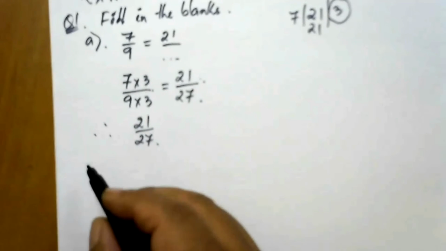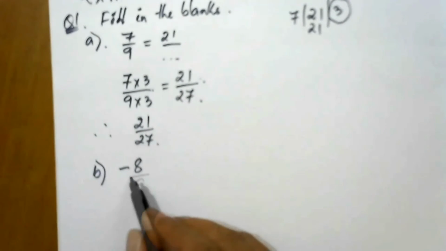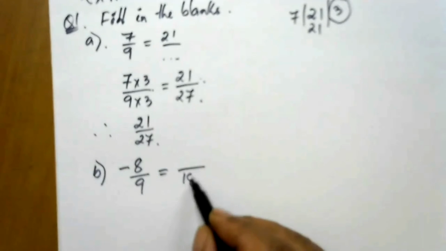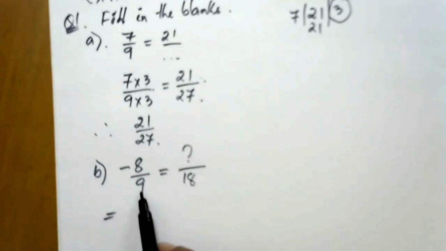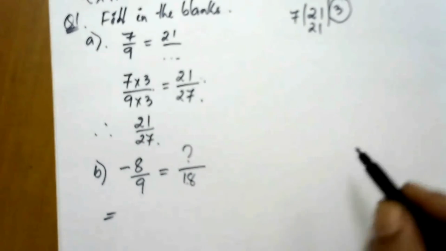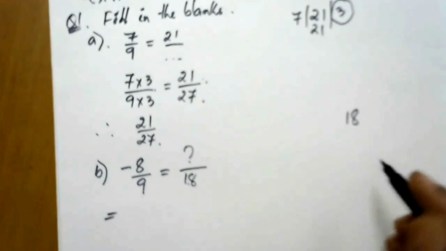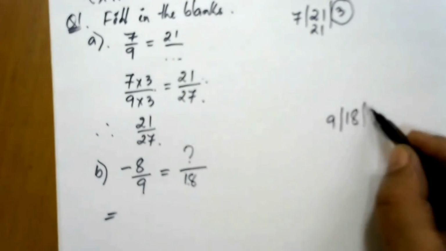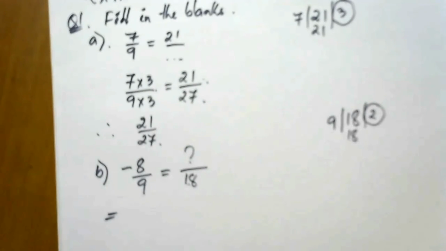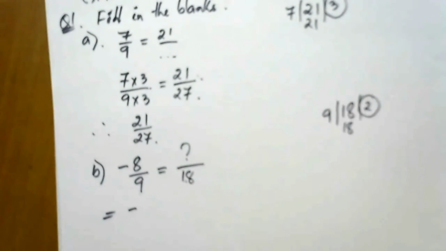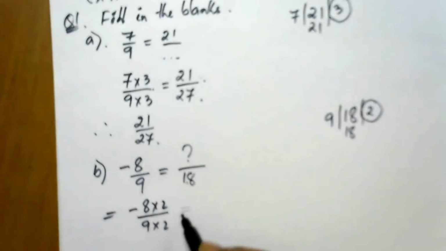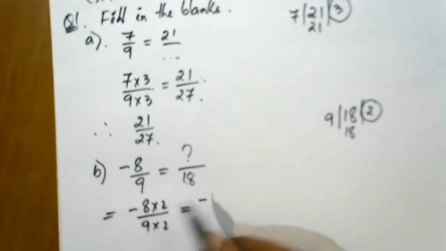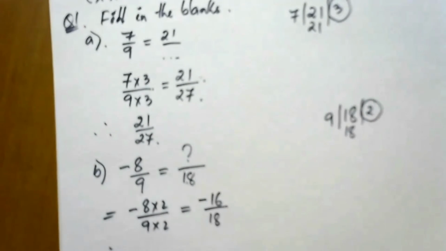Let's do another question. Let's say minus 8 by 9 equal to blank by 18. What we need to find is this value. Again, when we look at the denominators, we have two numbers, 18 and 9. The greater one is 18, and we divide by 9. 9 times 2 is 18. The result is 2. So let's multiply both numerator and denominator by 2. 8 into 2, 9 into 2, which gives minus 8 times 2 is minus 16, 9 times 2 is 18. So the value is minus 16 by 18.